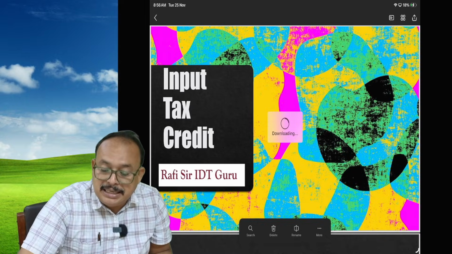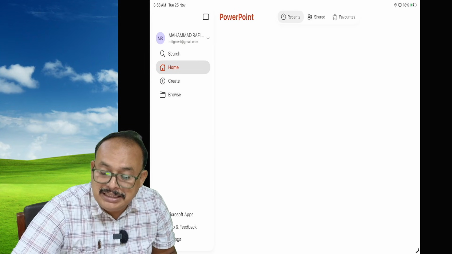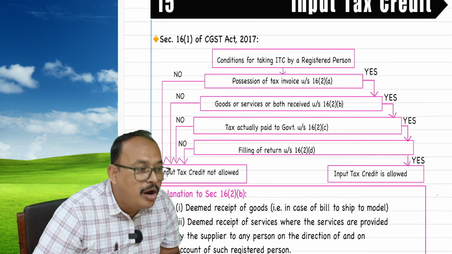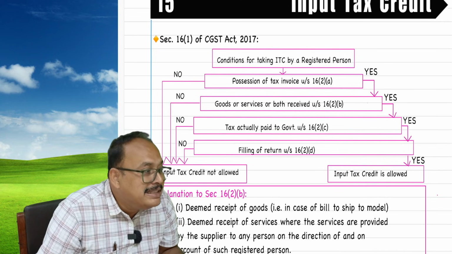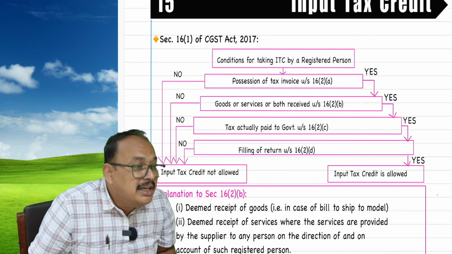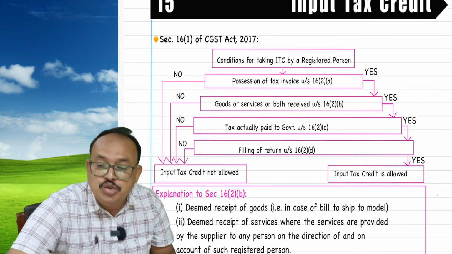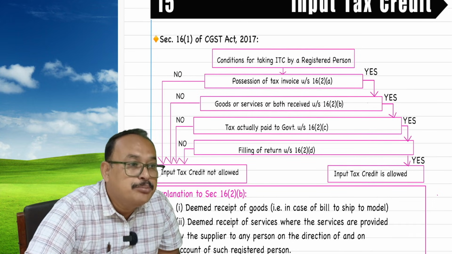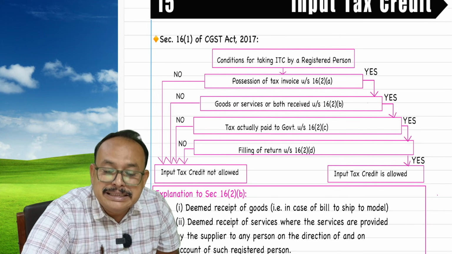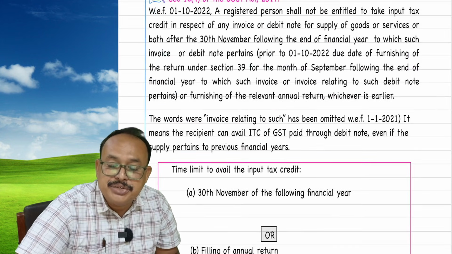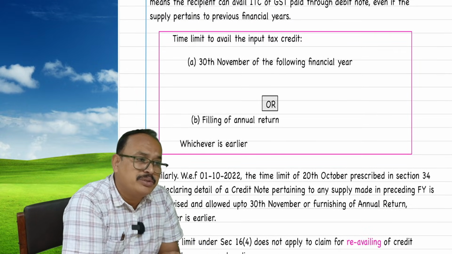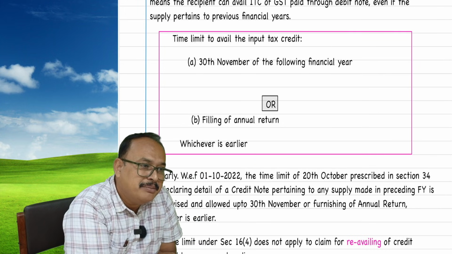Coming to Section 16, subsection 4: time limit to avail the ITC. What is the time limit to avail ITC? 30th November of the succeeding financial year or the date of filing the annual return for the current financial year in the succeeding financial year, whichever is earlier, within which you can claim input tax credit. If you do not claim, it is disqualified, and the GST part is only debited to the profit and loss account. Is that clear, my dear sir?